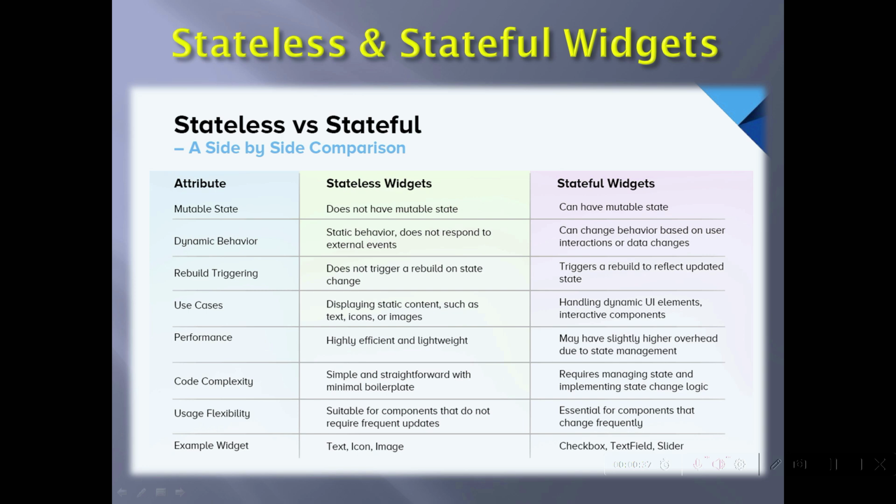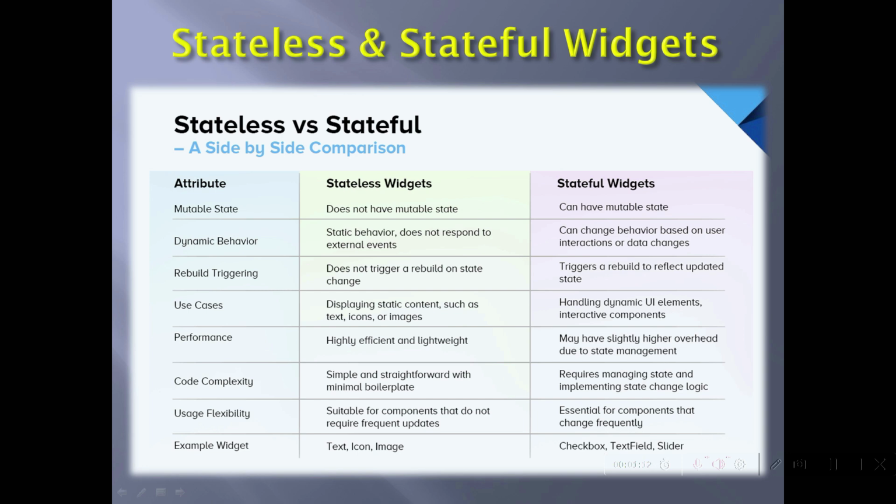If a widget can change when the user interacts, then it is a stateful widget. Otherwise, a widget which does not change when the user interacts is a stateless widget. I mean, when you click on a button and some action happens on the screen, that is a stateful widget. But when you click on a button and nothing happens on the screen, that is a stateless widget. So here is the difference I have told you, as mentioned here on the screen.